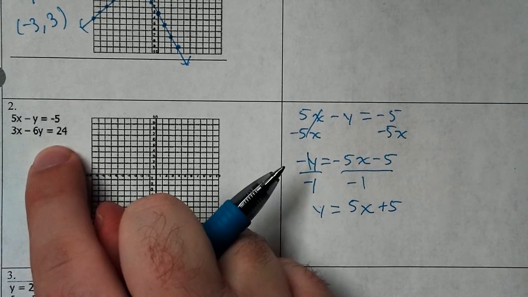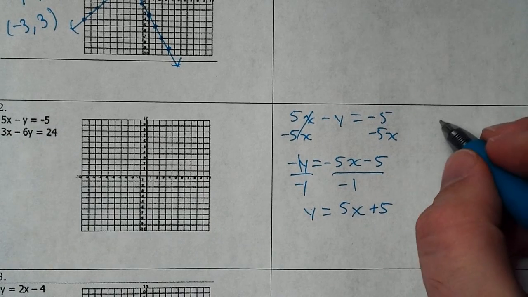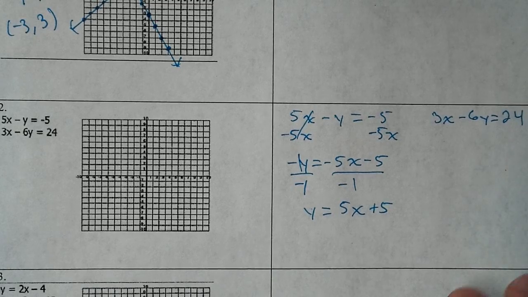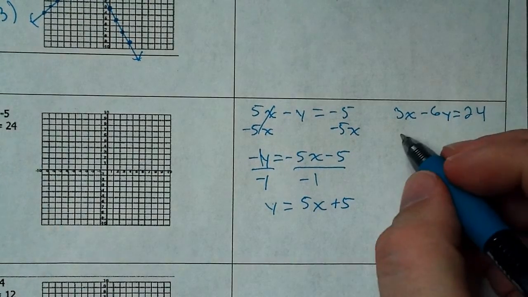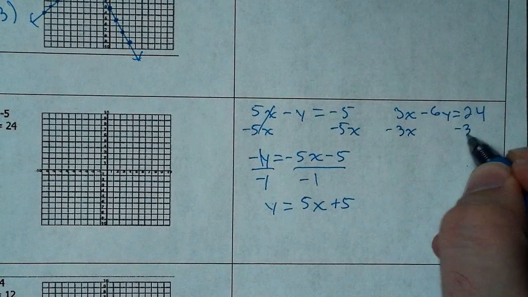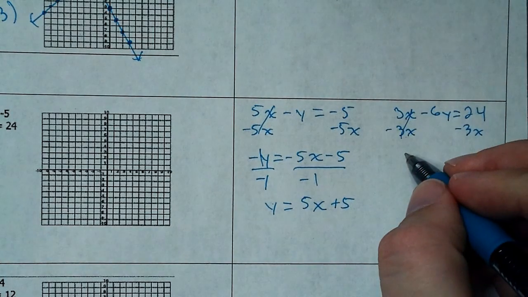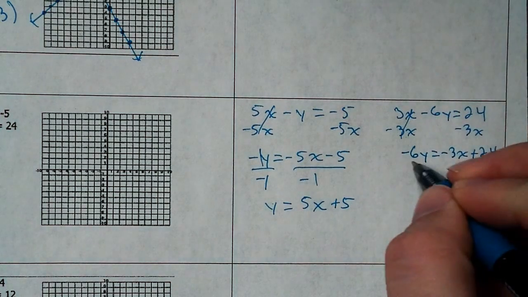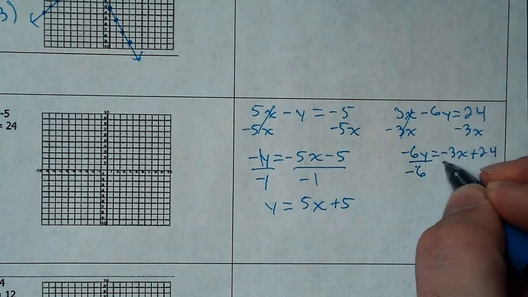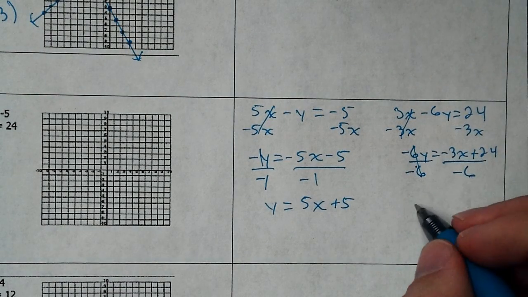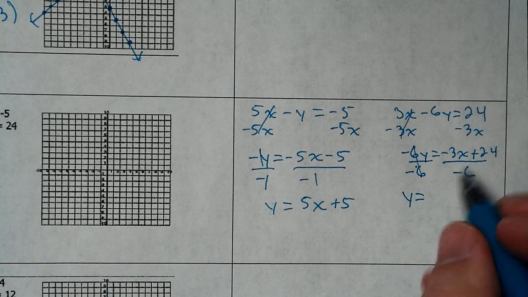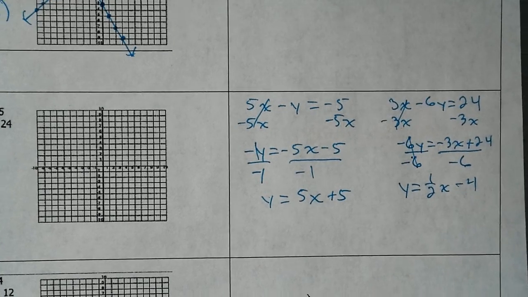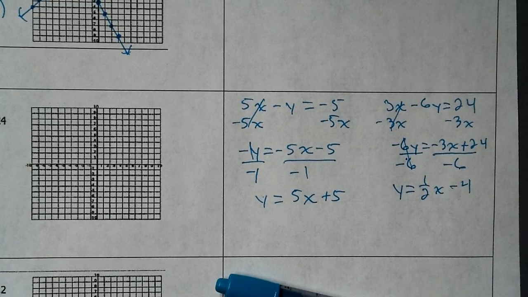This one is not, so let's change the other one. So 3x minus 6y equals 24, and we're going to change that into y equals. So we move our x, bring everything down, and divide by y. So we're dividing by -6 this time. So we get y equals, that reduces down to 1/2 x, and this is -4. Now that they're both in y equals, I can go in to graph it.